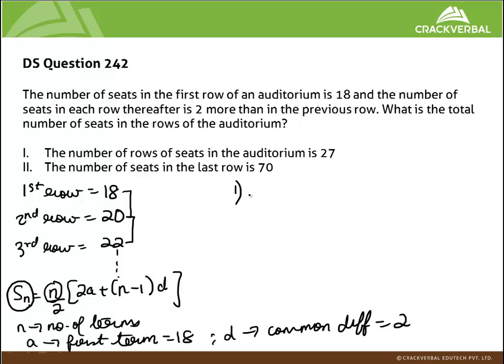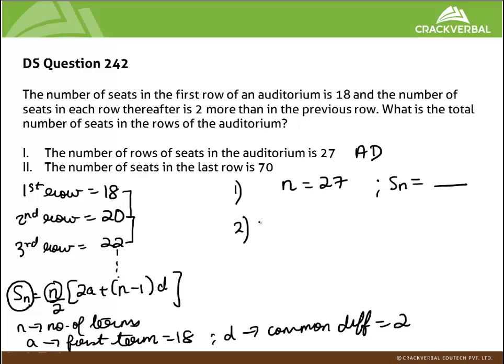So the first statement tells us the number of rows of seats in the auditorium is 27. So we have n is equal to 27. We already have a to be 18. We already have d to be 2. So we can definitely find out the value of S of n. So the first statement is sufficient and the 2 possible answer choices are A, D.